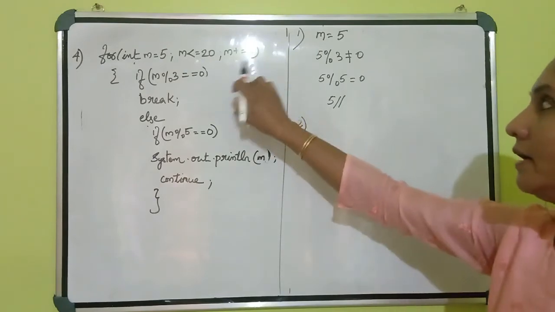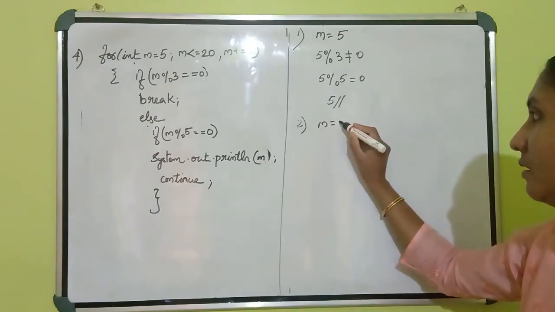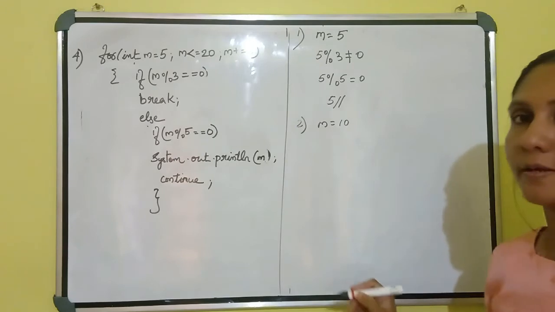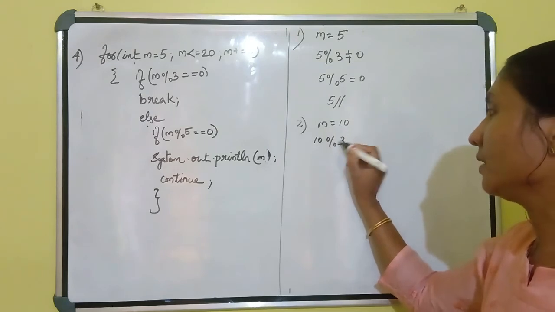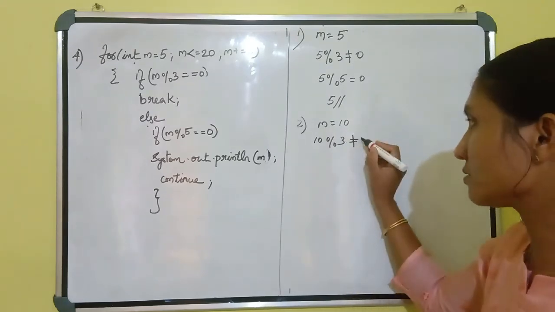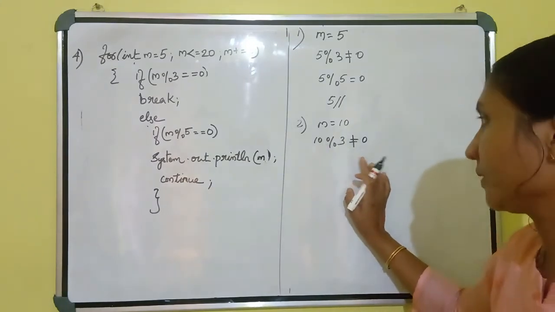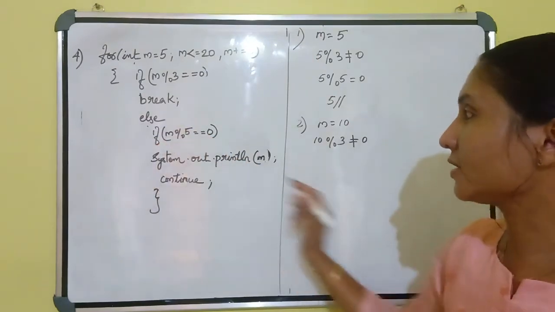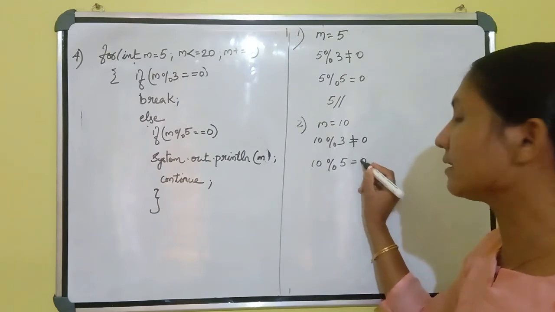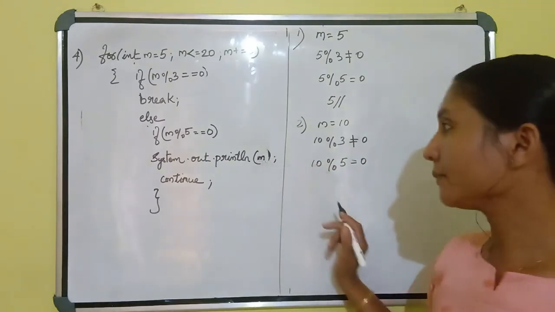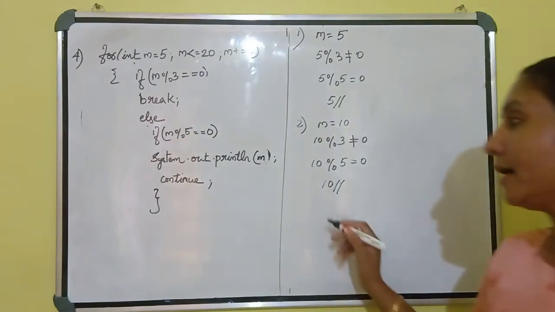Then second time, again it will take the value as 10 because it is incremented by 5. That means 5 plus 5, you will get 10. Then again it will take the condition 10 mod 3. You won't get the answer as 0 because 3 is not a factor of 10. If it is a factor, you will get 0. Again it will go to the next condition, 10 mod 5. 5 is a factor of 10, because of that you will get the value as 0. Again it will print the value of m, 10 also will be printed. Again it will continue.